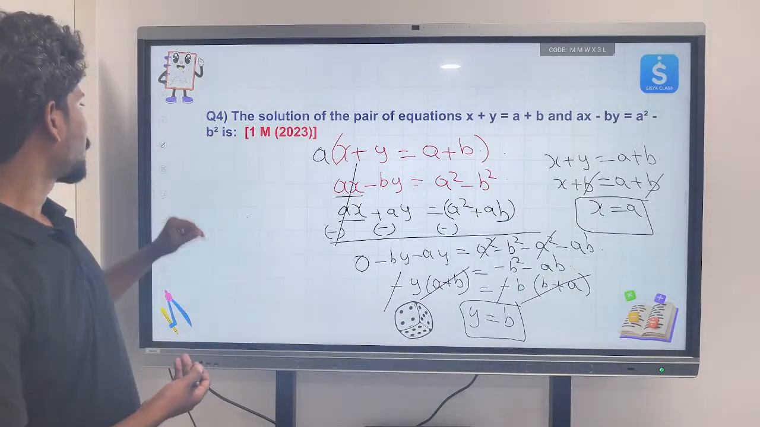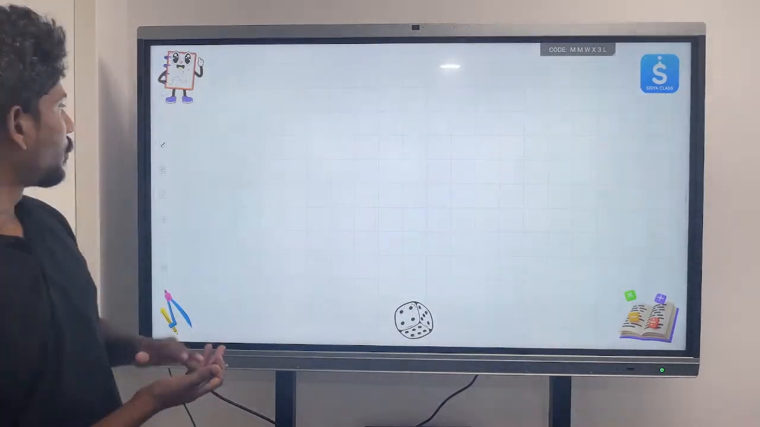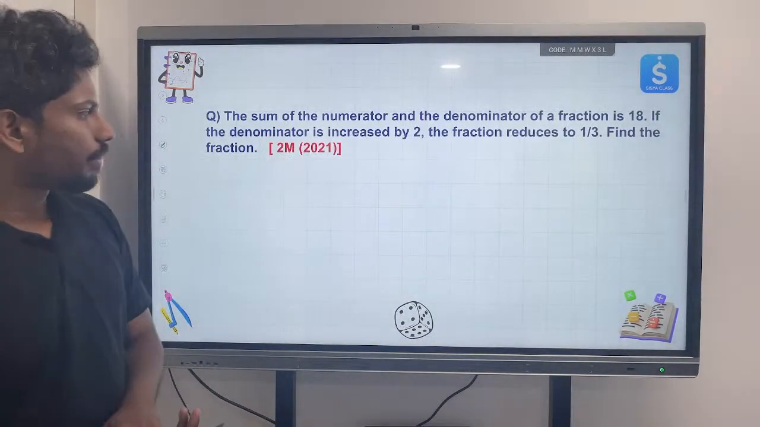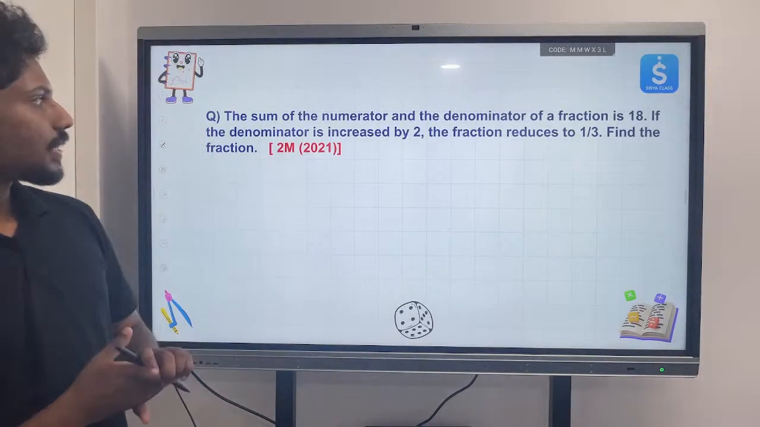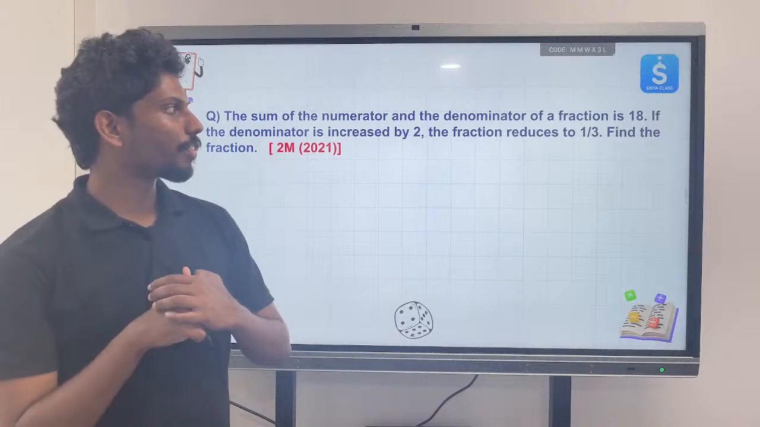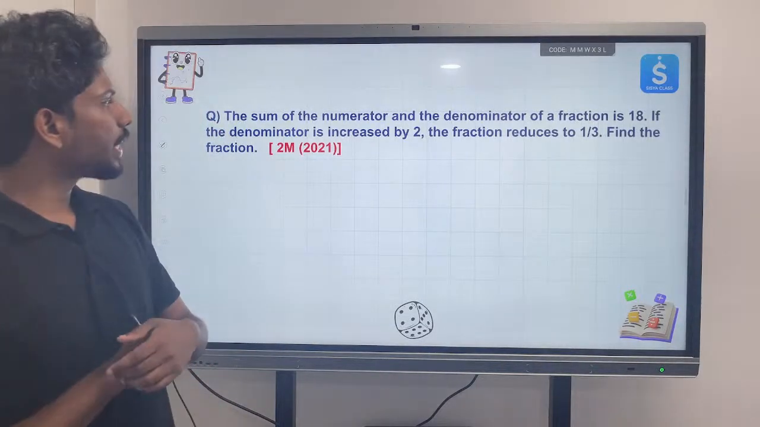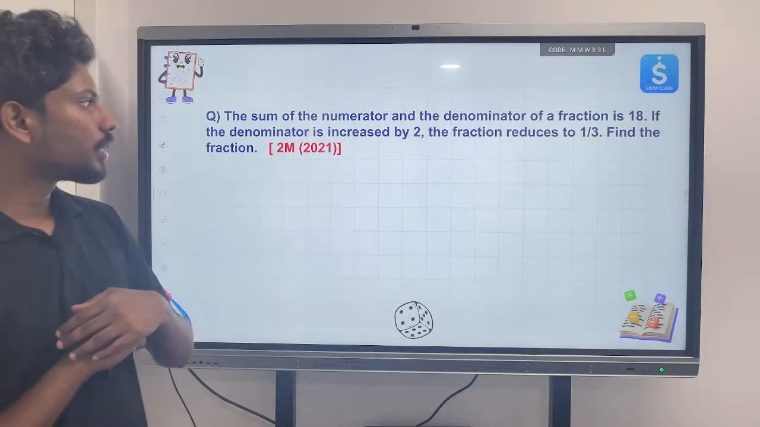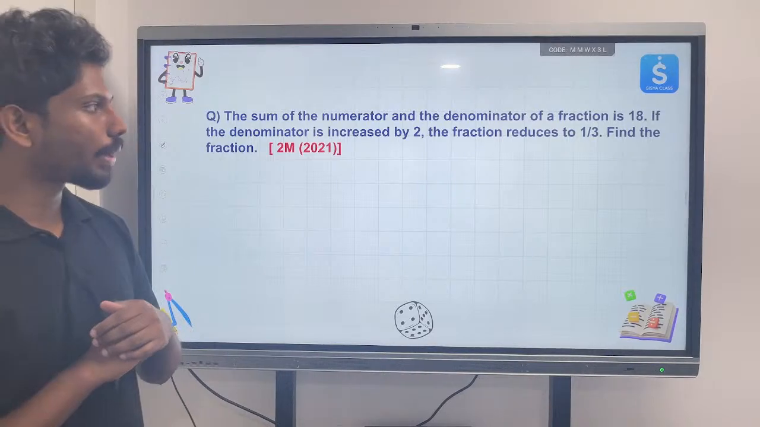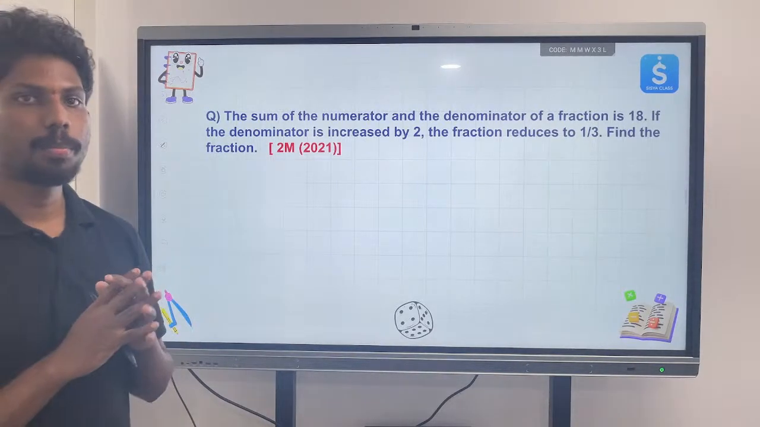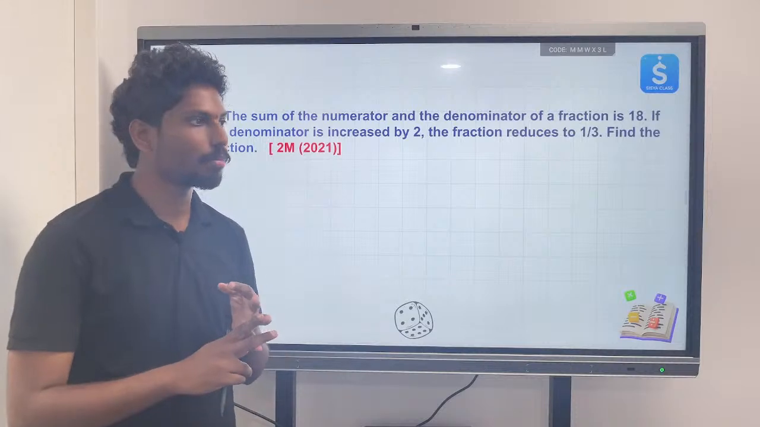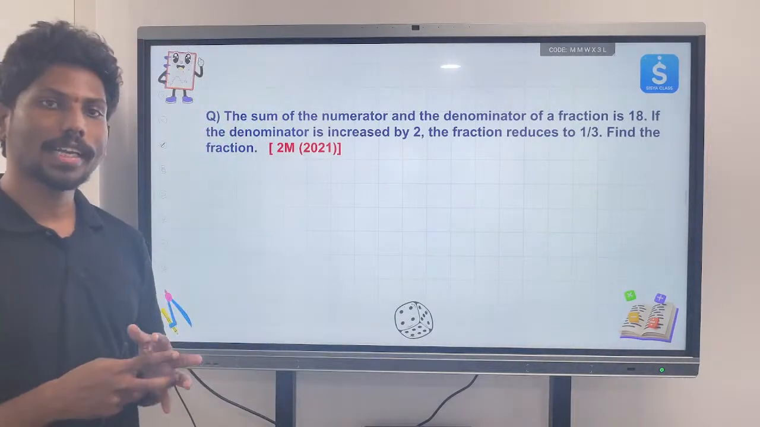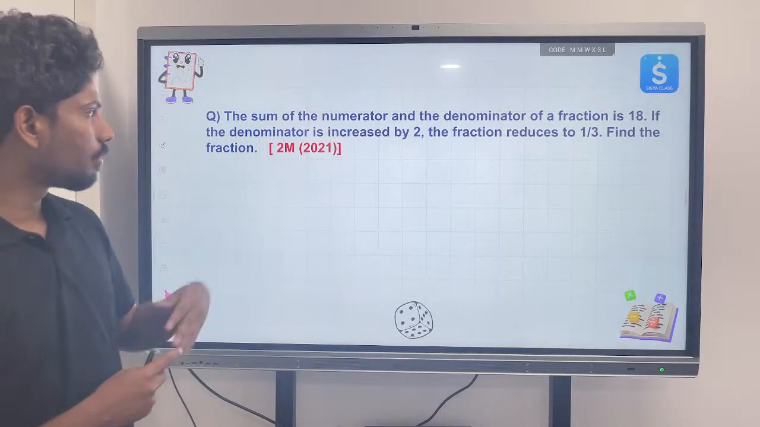Yes. Now let's see a few more questions, right? Now let's see a few word problems. If you see here, the sum of numerator and denominator of a fraction is 18. If the denominator is increased by 2 and the fraction is reduced to 1 by 3, find the fraction. Be very careful, there are so many ages problems and fraction problems we need to solve. We can solve them by linear equations in two variables. Now let's try to understand.